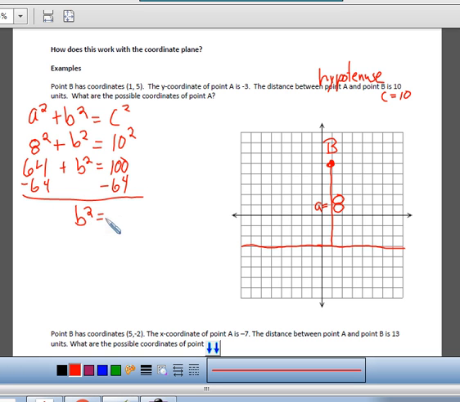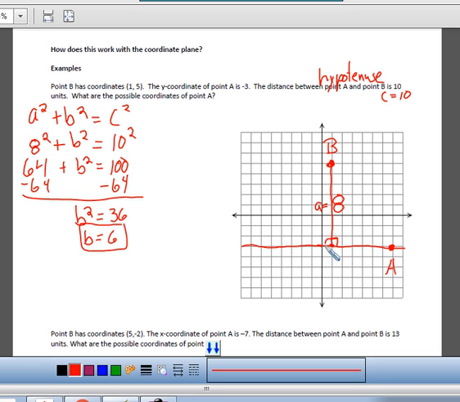B squared equals 36, which means B equals 6. Now, I have the distance for the other leg. So I start down here at this point. This is where my right angles are. So if I go this way, I count 6 spaces, 1, 2, 3, 4, 5, 6, and put a point. So this could be point A.